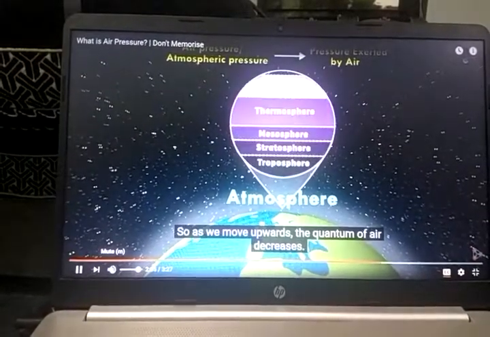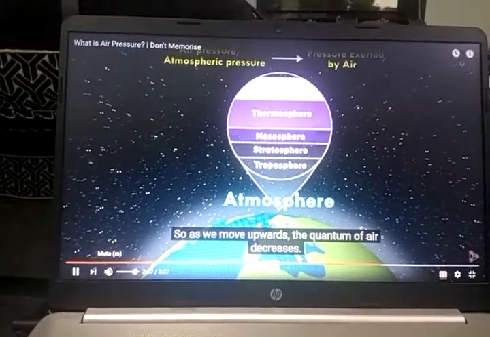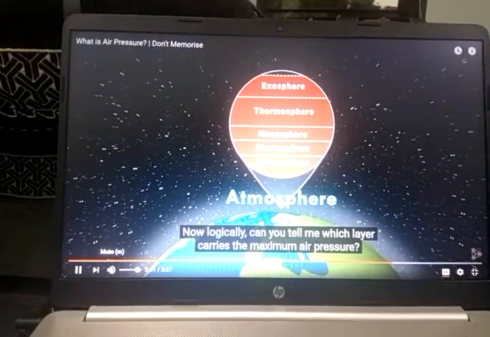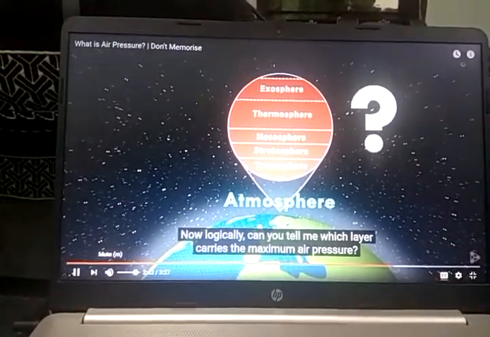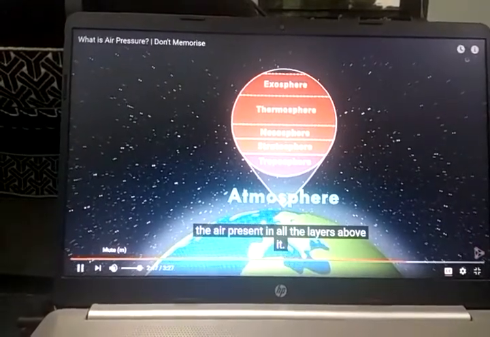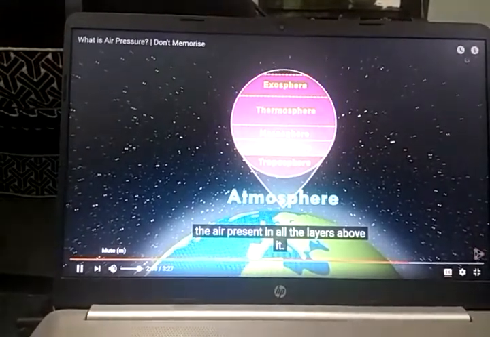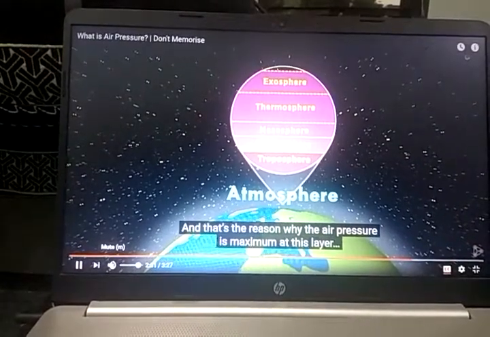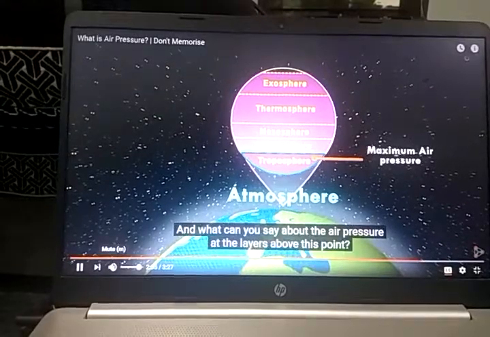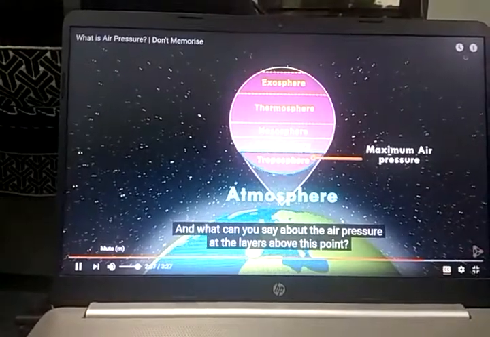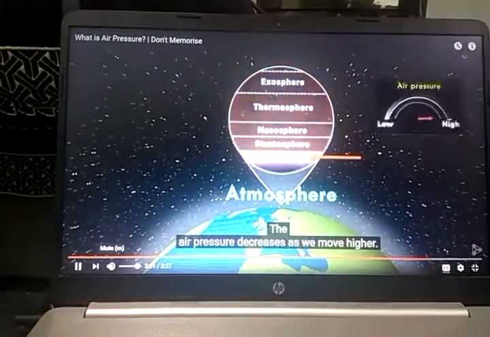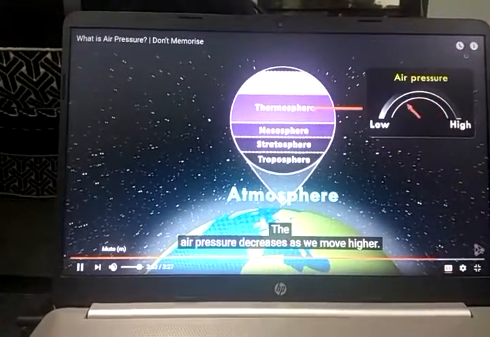So as we move upwards, the quantum of air decreases. Now logically, can you tell me which layer carries the maximum air pressure? Yes, the bottommost layer carries the weight of the air present in all the layers above it. And that's the reason why the air pressure is maximum at this layer. And what can you say about the air pressure at the layers above this point? The air pressure decreases as we move higher.